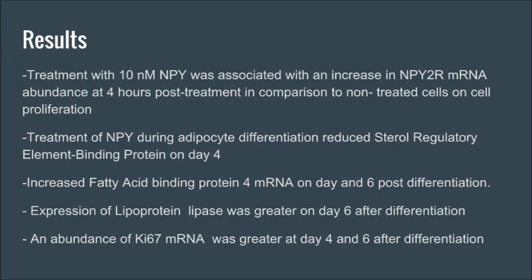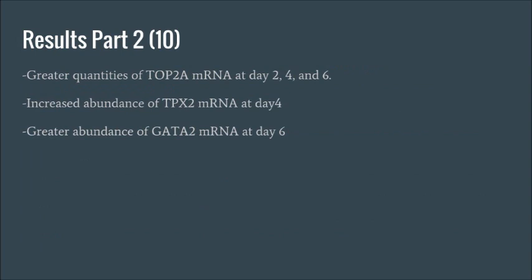mRNA on day 6 post-differentiation, as well as expression of lipoprotein lipase was greater on day 6 after differentiation, and also an abundance of Ki67 mRNA was greater at day 4 and 6 after differentiation. There were greater quantities of TOP2A mRNA at day 2, 4, and 6. There was also an increased abundance of TPX2 mRNA at day 4, and a greater abundance of GATA2 mRNA at day 6.